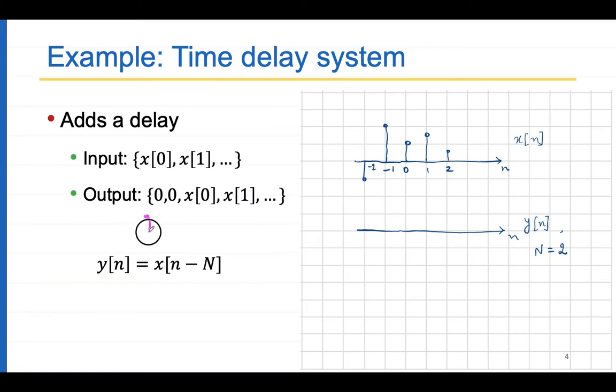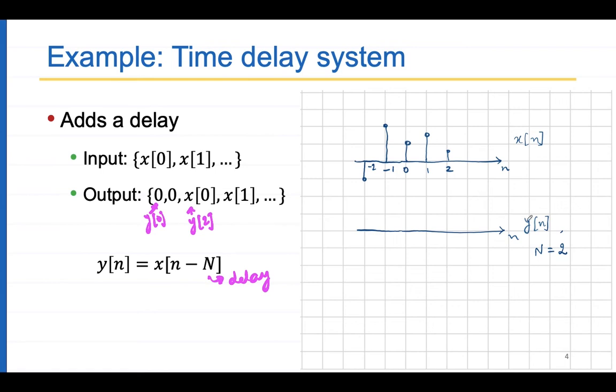So this is my y[0], right? And similarly y[1], y[2]. This is my y[2]. In this way, I'm adding a delay, and I can represent this in this form. y[n] is simply x[n minus N], where capital N is the delay. It is a natural number, or an integer basically.